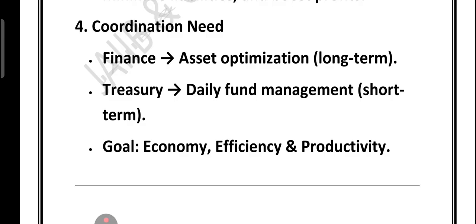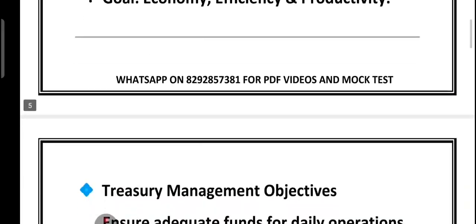Why? Because the finance function focuses on long-term asset management, long-term asset planning, whereas the treasury function, on the other hand, looks after the short-term fund flow. When I say short-term fund flow, it means managing liquidity on a daily basis. Together, they aim for economy, efficiency, productivity, the three pillars of strong financial management. I hope it is crystal clear.